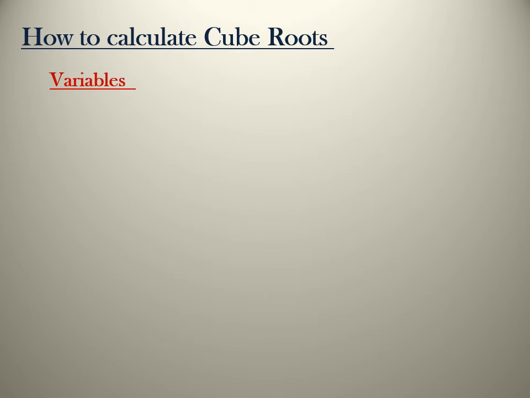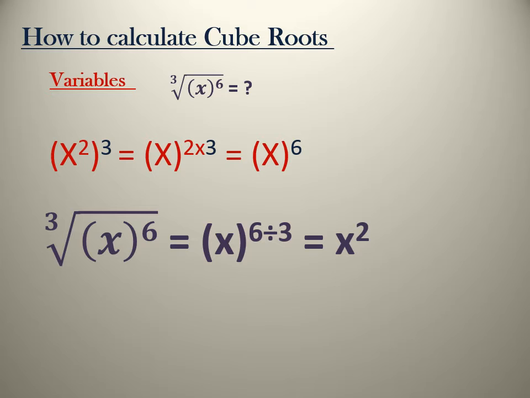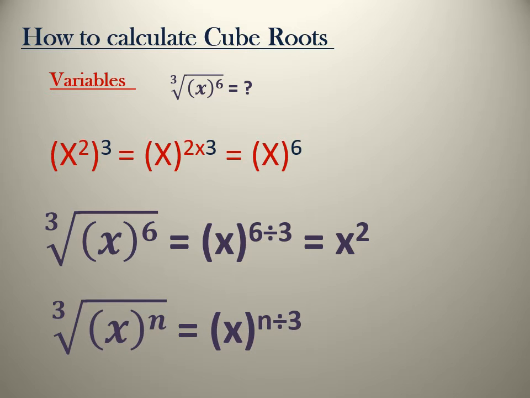How to calculate the cube root of variables. For example, the cube root of x to the power 6. We will divide the inside power by the outside index. For example, the cube root of x to the power 6 equals x to the power 6 divided by 3: the inside power divided by the outside index.